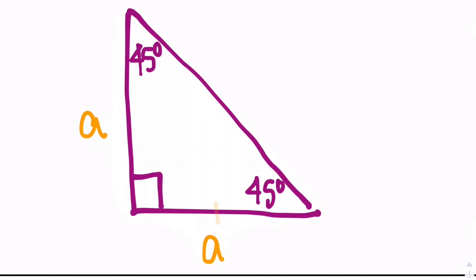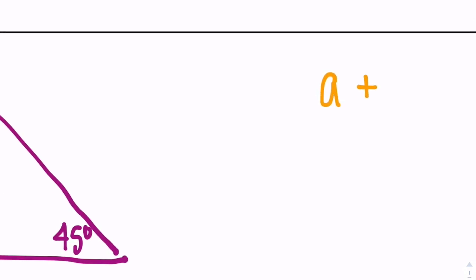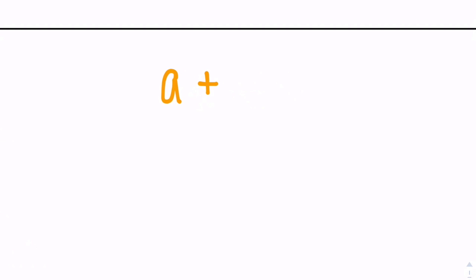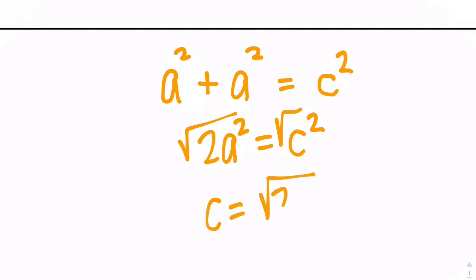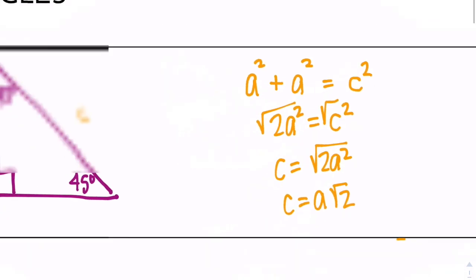And if you are curious why this is going to work, I'm going to side note here. If we have two side lengths A, right, let's call this C, just for now. And we use the Pythagorean theorem to figure out what C would be. You have a squared plus a squared equals c squared. So 2a squared equals c squared. And if we're solving for c, we'll square root. So we'll have c is equal to the square root of 2a squared, which means that c is a root 2, because the square root of a squared is a.